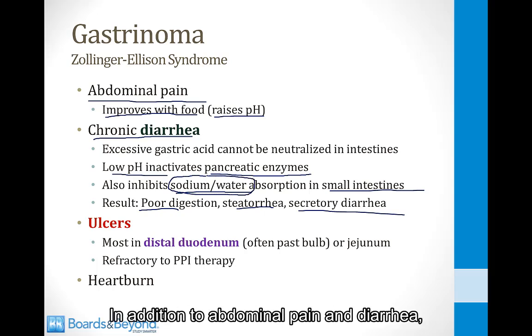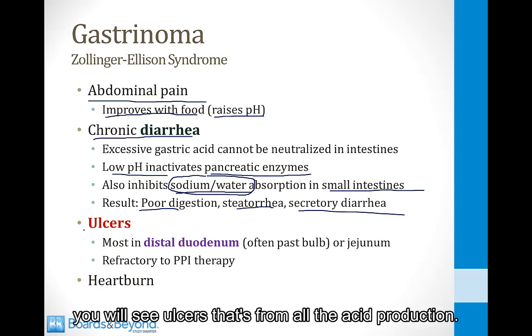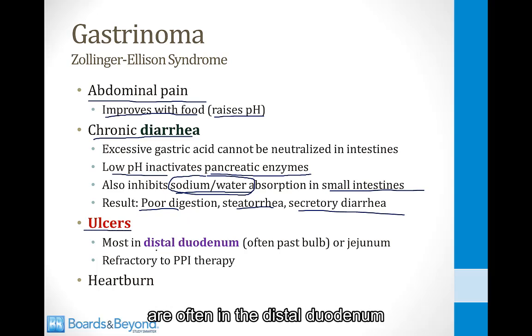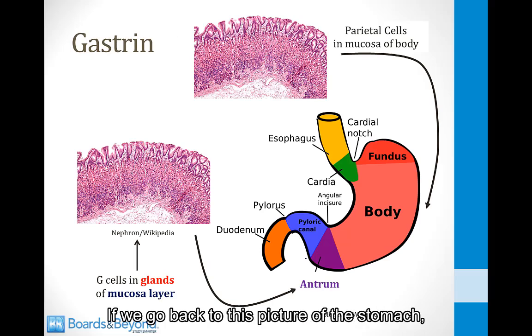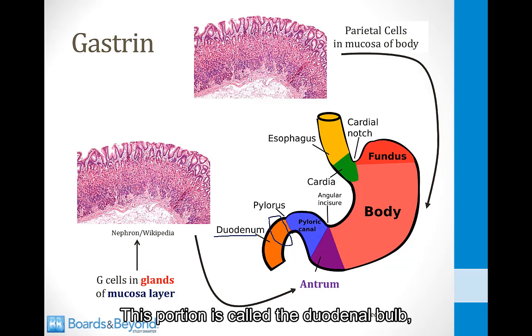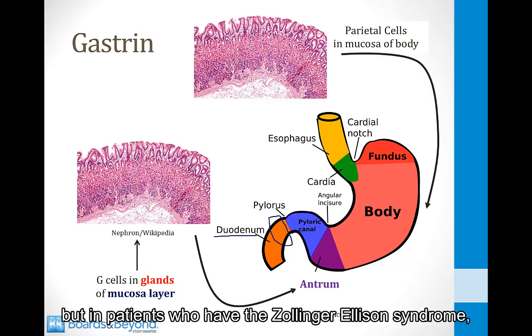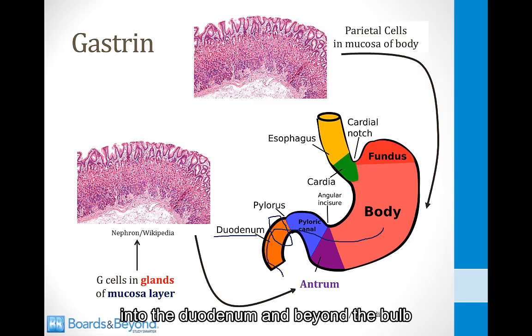In addition to abdominal pain and diarrhea, when these patients inevitably get an endoscopy, you will see ulcers. That's from all the acid production. And importantly, these ulcers are often in the distal duodenum, far beyond where ulcers are usually seen. If we go back to this picture of the stomach, most duodenal ulcers occur in the portion of the duodenum right here, which is closest to the stomach. This portion is called the duodenal bulb. But in patients who have the Zollinger-Ellison syndrome, there can be so much acid that it can wash far down into the duodenum, beyond the bulb, and even into the jejunum.